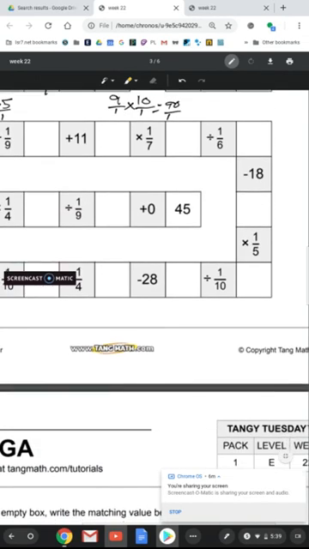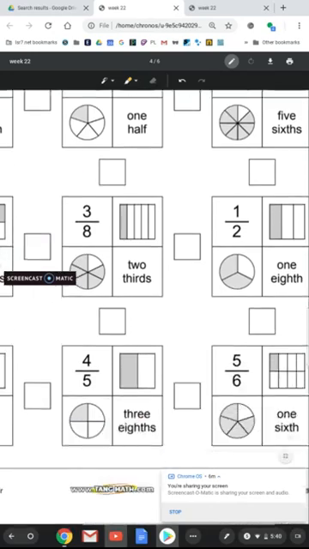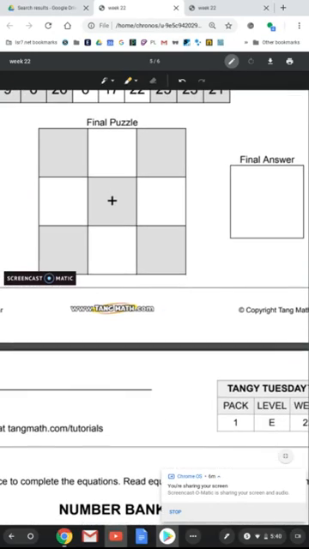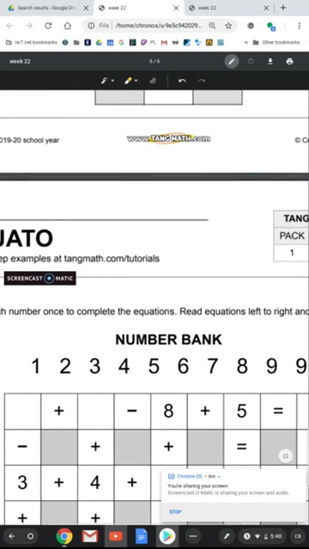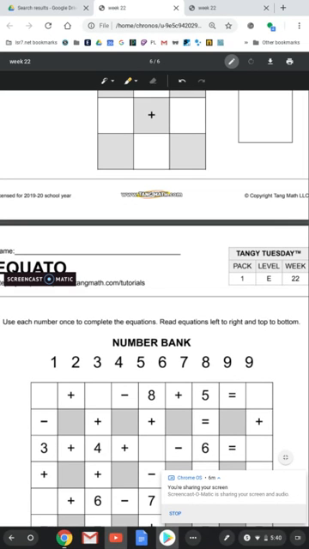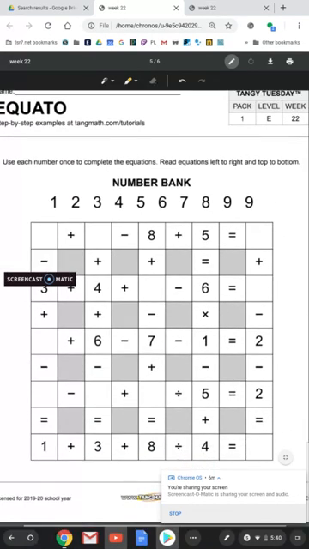Mrs. Twinter's going to give you a few clues for Equato. Let's scroll down and find it here. All right, here we go. You will see this week they did it to us again. They give us 2 9s. So Mrs. Twinter just wants you to be aware of that when you're working.